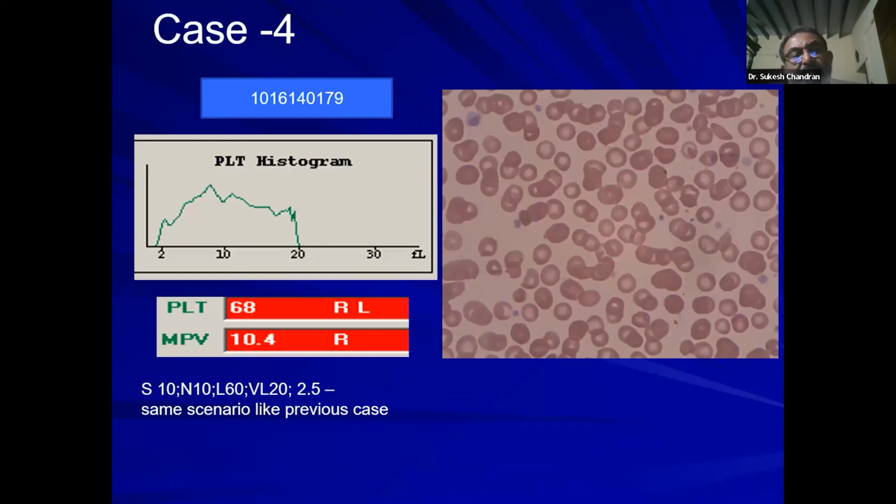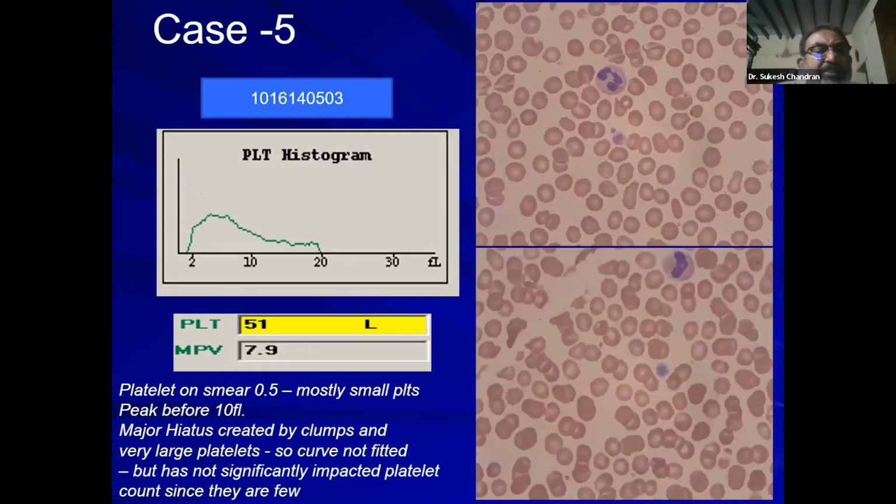Okay, here also the events are mostly between 10 and 20 femtoliters. The manual platelet count on this patient was actually 250,000. Now here there's no curve fit, but look at the distribution. The distribution is normal because the cell counter got confused because of the small platelet aggregates and large platelets. So it did not fit a curve, but the platelet distribution is normal.